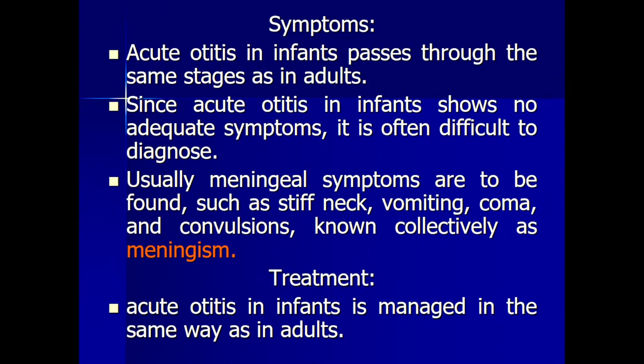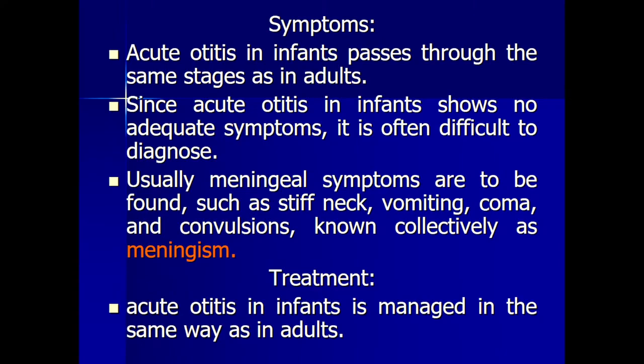What about symptoms in infants? Acute otitis in infants passes through the same stages as in adults. Since acute otitis in infants shows no adequate symptoms, it is often difficult to diagnose. Usually, meningeal symptoms are to be found, such as stiff neck, vomiting, coma, and convulsions, known collectively as meningism. Meningism is irritation of the meninges of the brain without inflammation, and it may be present in infants because of the not completely closed connection between bones.